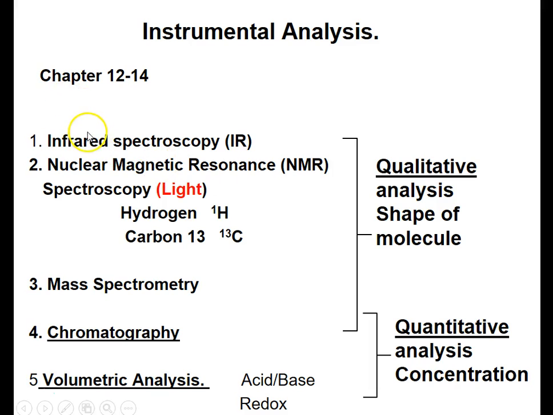Okay, so there's 5 techniques we're looking at. 4 of them are useful in working out the shape of the molecule, looking at putting carbon alkyl groups together to build a molecule, or functional groups together. And the other 2, chromatography, is also useful for working out how much of a chemical.